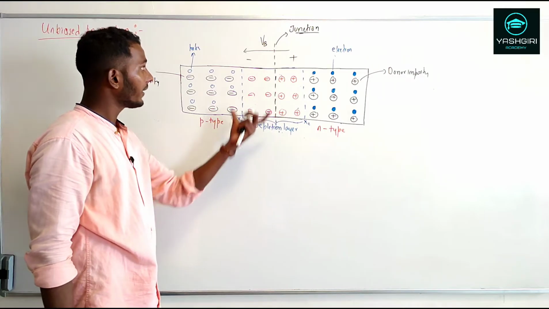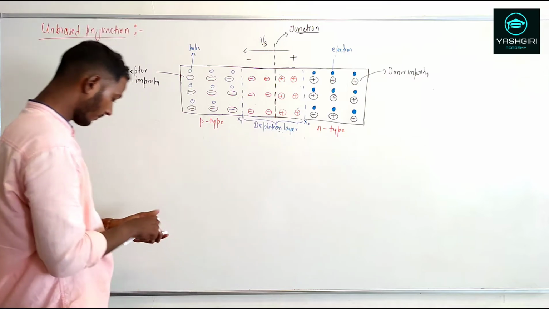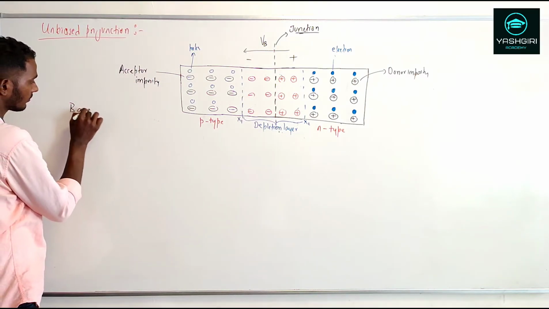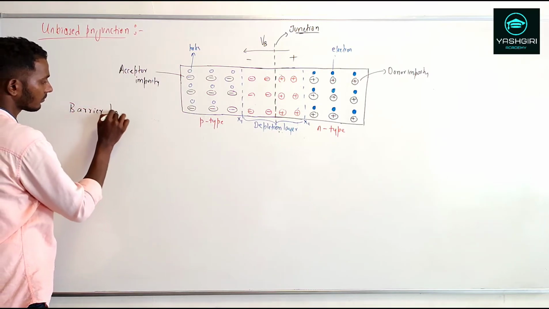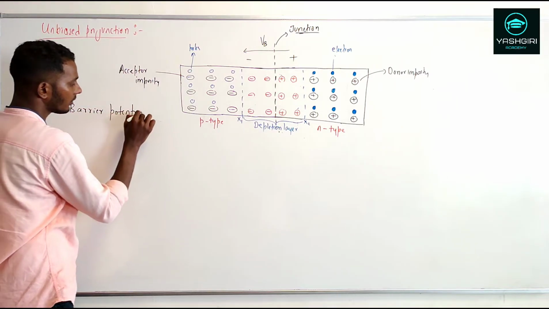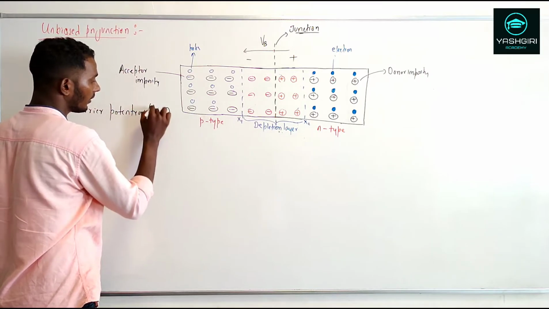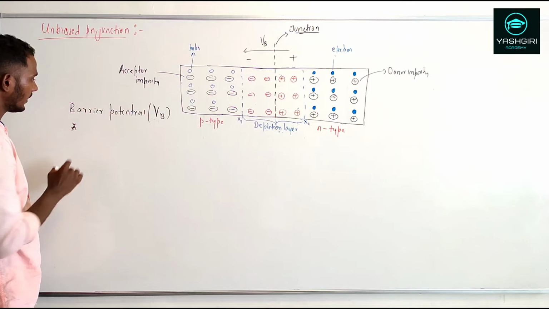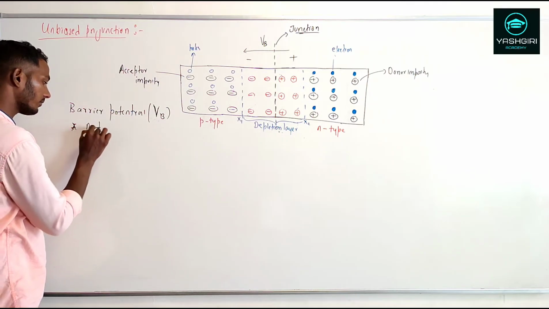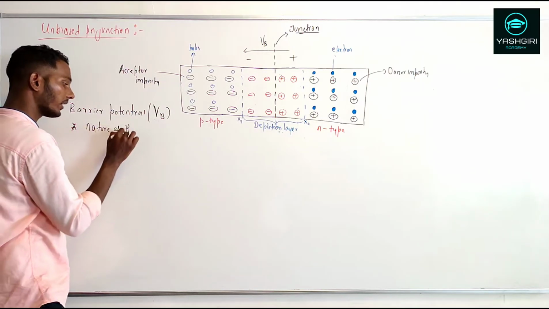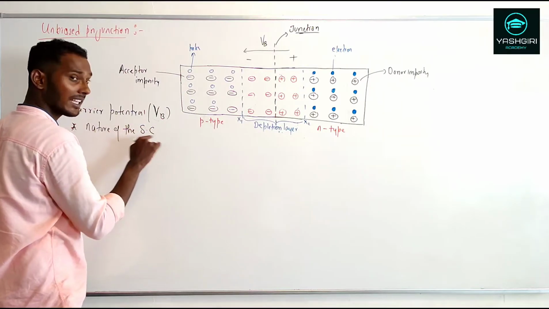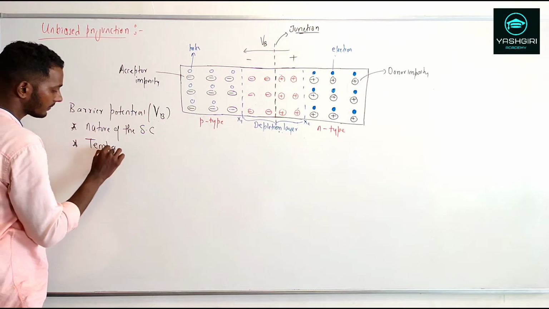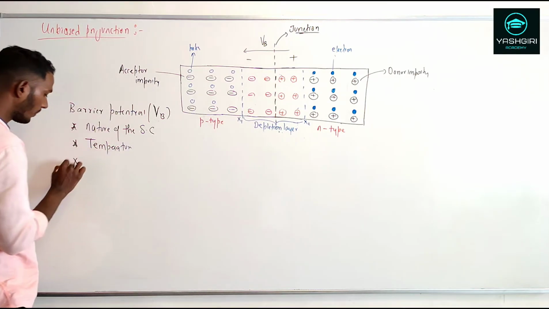Now this barrier potential V_B depends upon three important points: the nature of the semiconductor, in short I will write it as SC, the temperature, and the doping concentration.